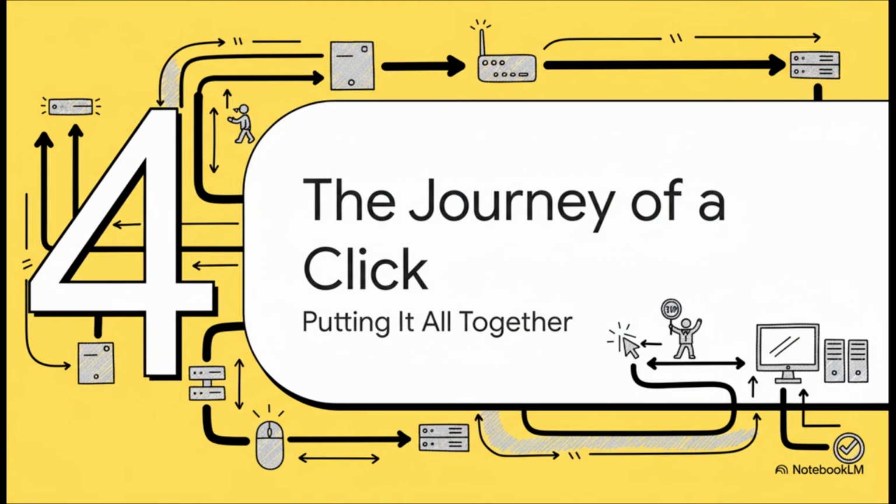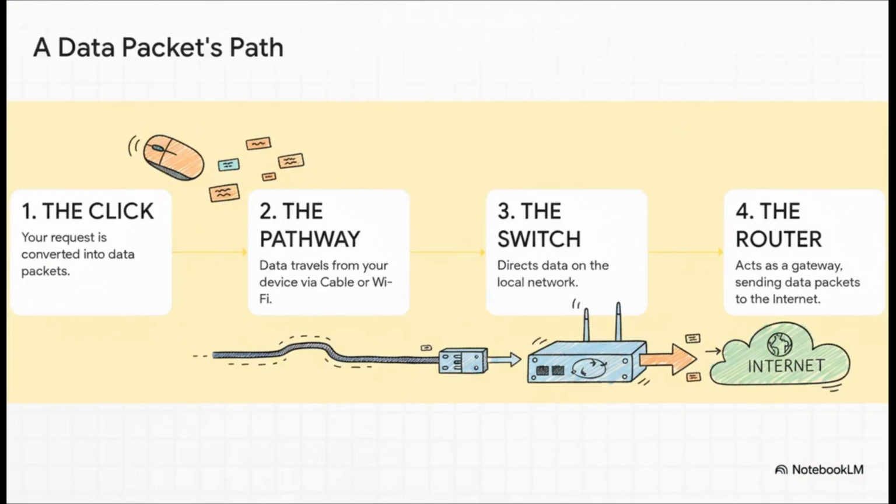Okay, so now that we've met all the hardware, the pathways, and the traffic cops, let's trace the full journey of that single click, from start to finish. So you click a link. Your computer immediately turns that request into little packets of data. That data then travels from your device over a pathway, either down an Ethernet cable or through the air via Wi-Fi, to a switch. The switch intelligently looks at the data and directs it straight to your router. And then the router, acting as the gateway, sends those packets out of your local network and on to the massive superhighways of the internet, where it travels to its final destination. All in the blink of an eye.